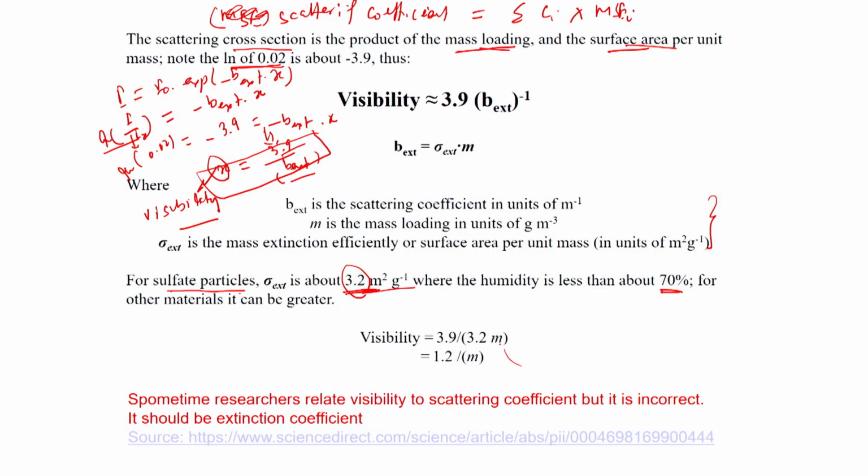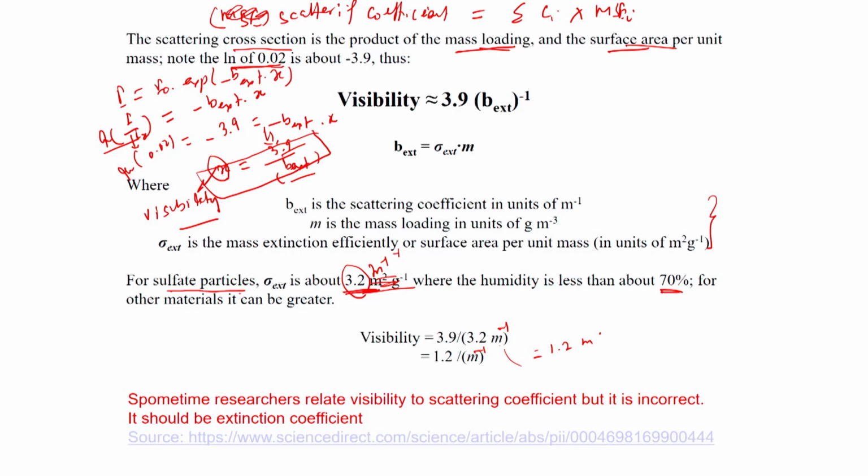There is something actually wrong. This is actually sigma extinction, and the unit is wrongly written. It is meter inverse. So, 3.2 meter inverse, and if you put meter inverse here, then the visibility will be in meters, about 1.2 meter.